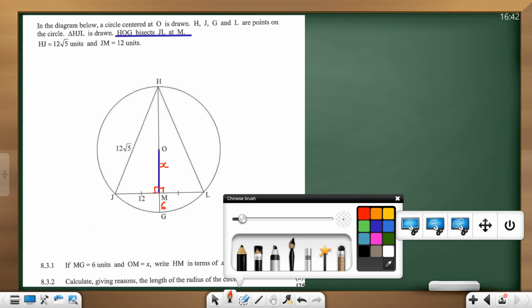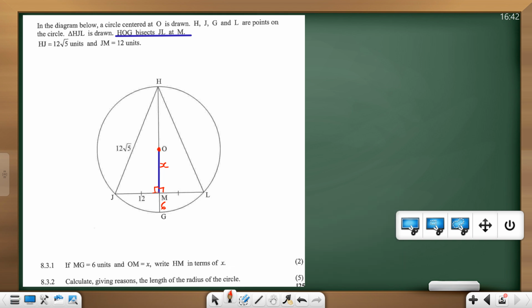Please, guys, always write out what your radius is. Do you notice that from here to here is the radius? And I can see quickly that my radius is OG. And that is what? 6 plus X. Do we agree? Let me know. Do you agree that that's my radius? Talk to me, everybody.